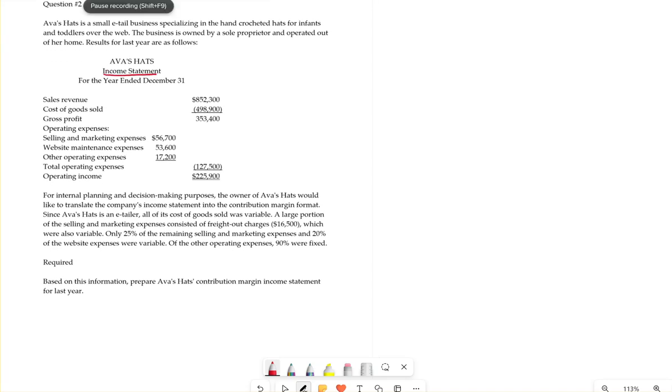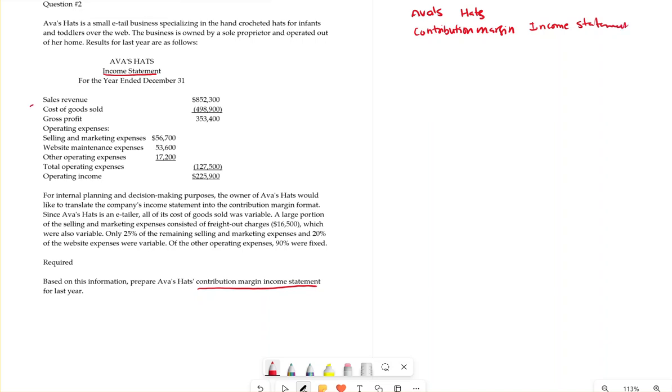Our next example is, there are two types of income statement. One is a traditional, and this is a traditional income statement, and from there what we're going to do is complete a contribution margin income statement. Again, we have the name of the company, Eva's Hats, and we're going to do a contribution margin income statement.